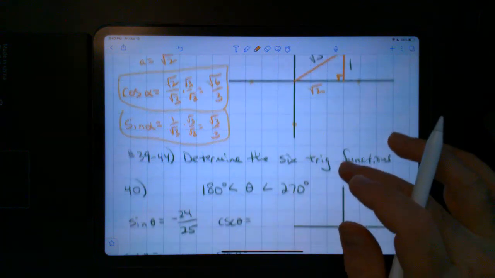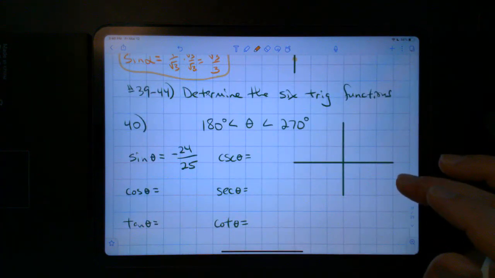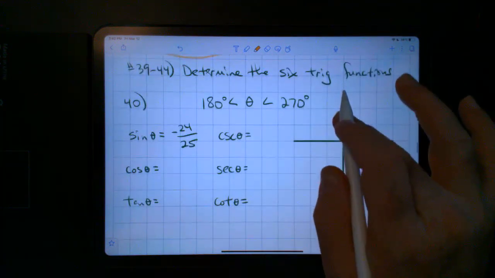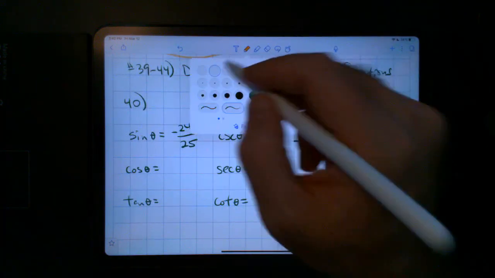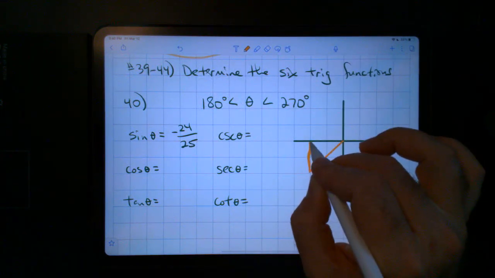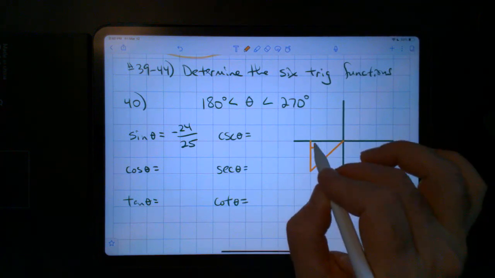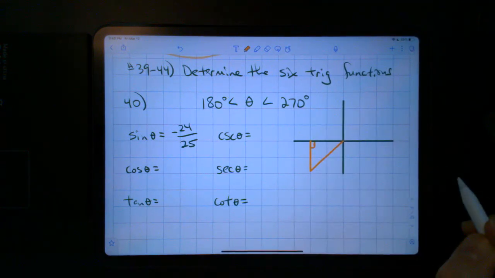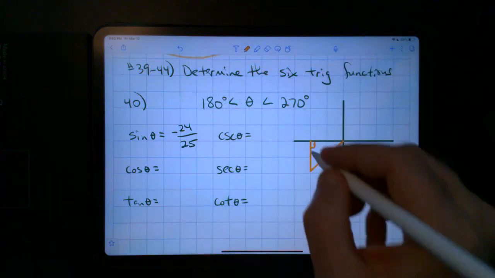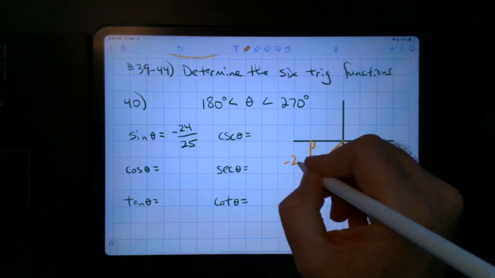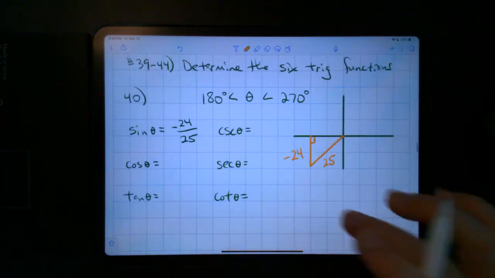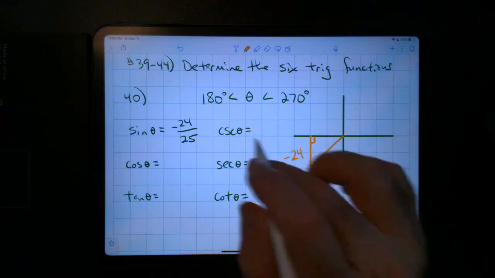Okay. Determine the 6 trig functions. So here we're looking at quadrant 3. Let's do a generic triangle here, quadrant 3. Sorry, a generic right triangle. Okay, so if sine is negative 24 over 25, that tells us that our y value is negative 24. The hypotenuse is 25. Pythagorean theorem.